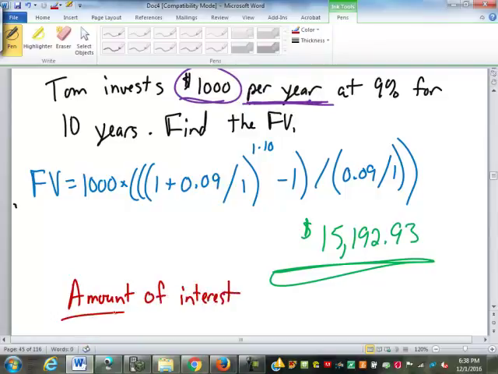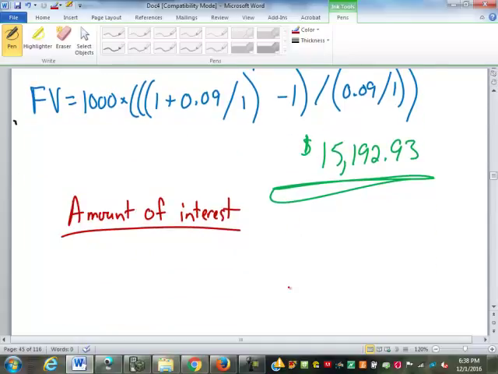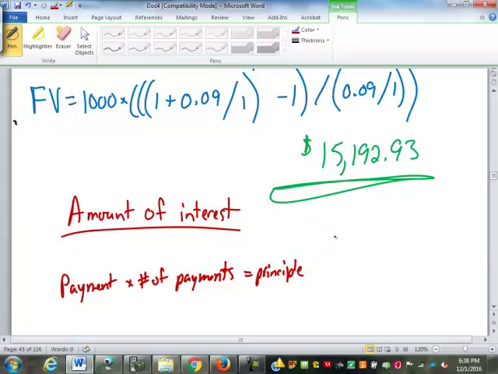How would we find the amount of interest? Now, I'm not talking about an effective rate. That would be way too complicated of a calculation for us to do right now. But the actual amount of interest earned. To do that, it is the payment times the number of payments. That gives us the actual principal. So here we had $1,000 times 10 years. There's a principal of $10,000. That's what he actually paid in of his own money.